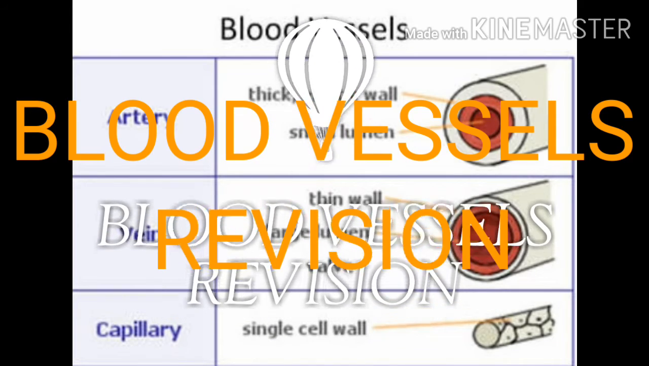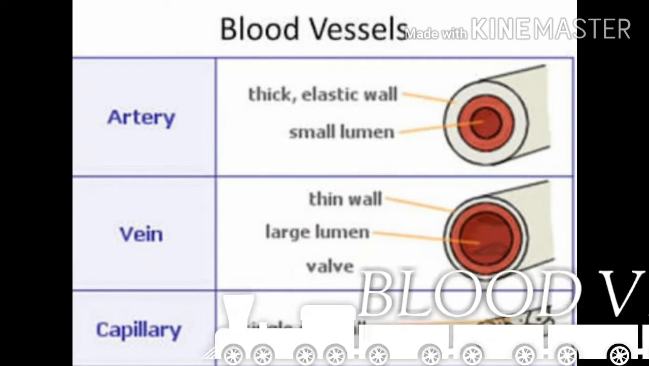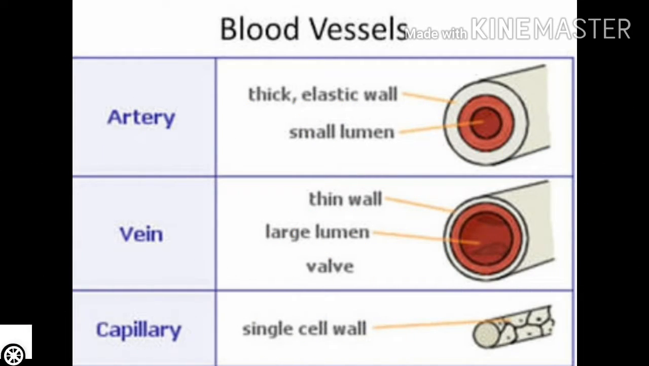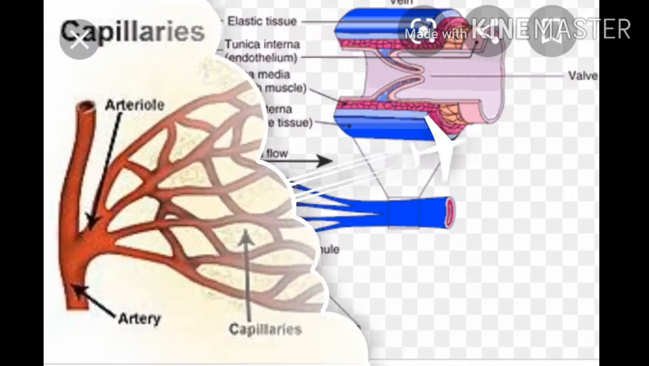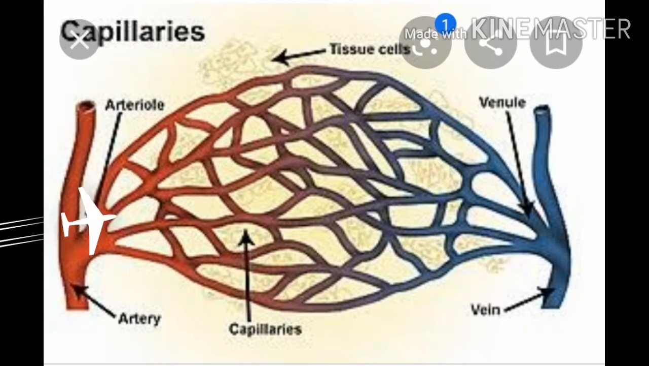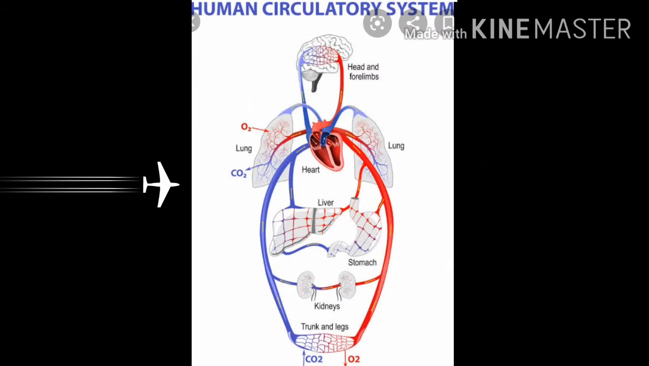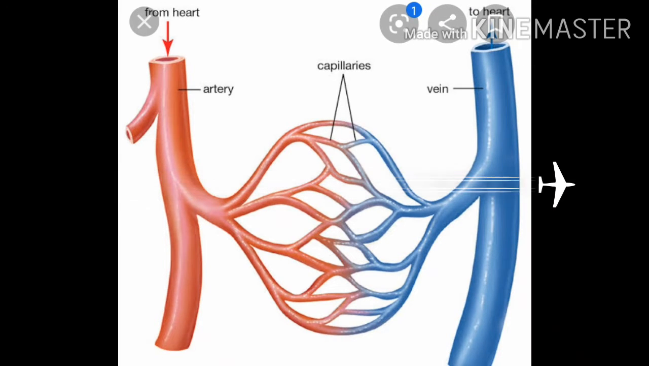Now I'm repeating about blood vessels. The blood is circulated in the body in tubes called blood vessels. The blood vessels are distinguishable into arteries and veins. The arteries carry the blood away from the heart, whereas the veins carry the blood to the heart. All arteries except the pulmonary artery carry oxygenated blood, whereas all veins except the pulmonary veins carry deoxygenated blood.